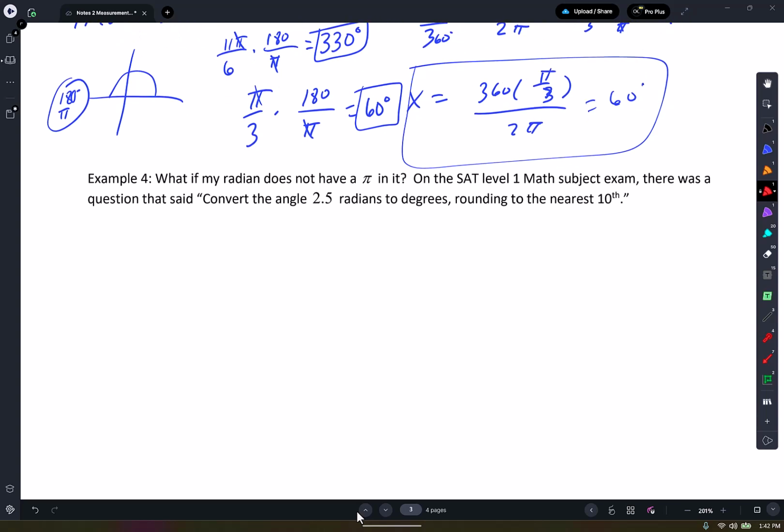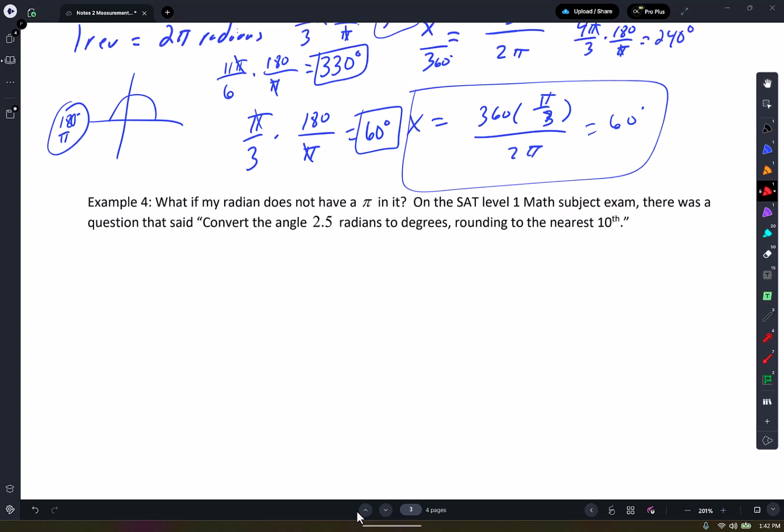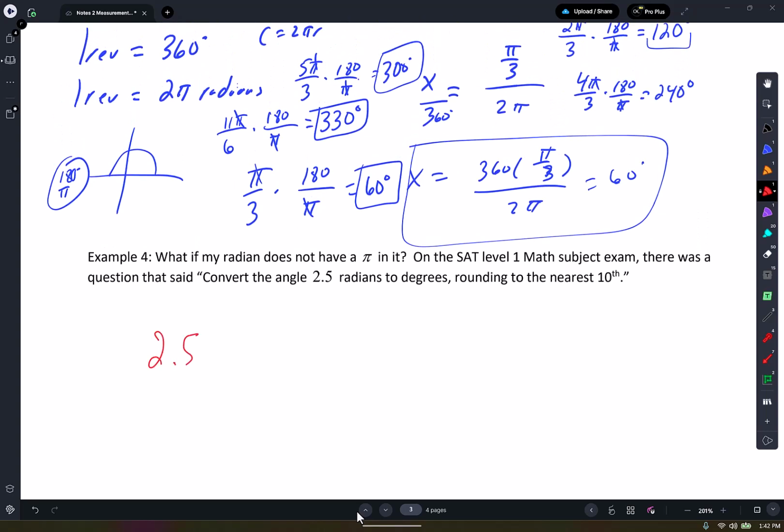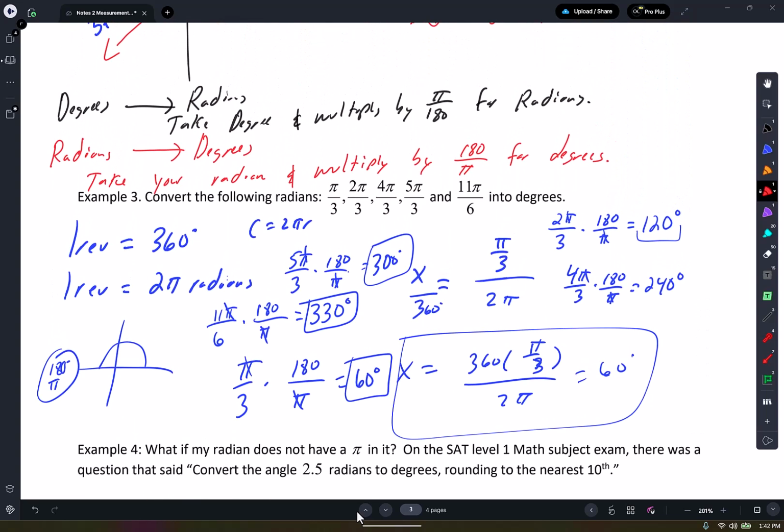We used to take the SAT Level 1 Math Subject Exam. We no longer take it. So here it is. What if my radian measure does not have a pi in it? On the SAT Level 1 Math Subject Exam, there was a question that said, convert the angle 2.5 radians to degrees, round to the nearest tenth. So I take my 2.5 radians, and I'm going to multiply this by 180 over pi.